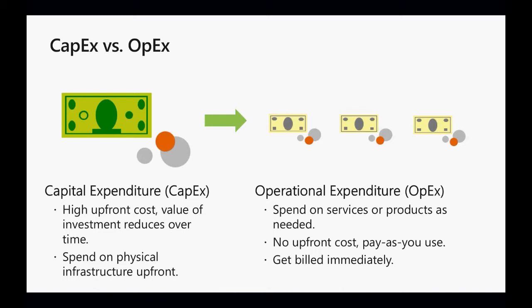We also have operational expenditure. If you see on the screen here, you have the pros and cons of each. So there's no upfront cost. However, if there's no upfront cost, you pay as you use the service, and you get billed straight away. A very good example here for operational expenditure.